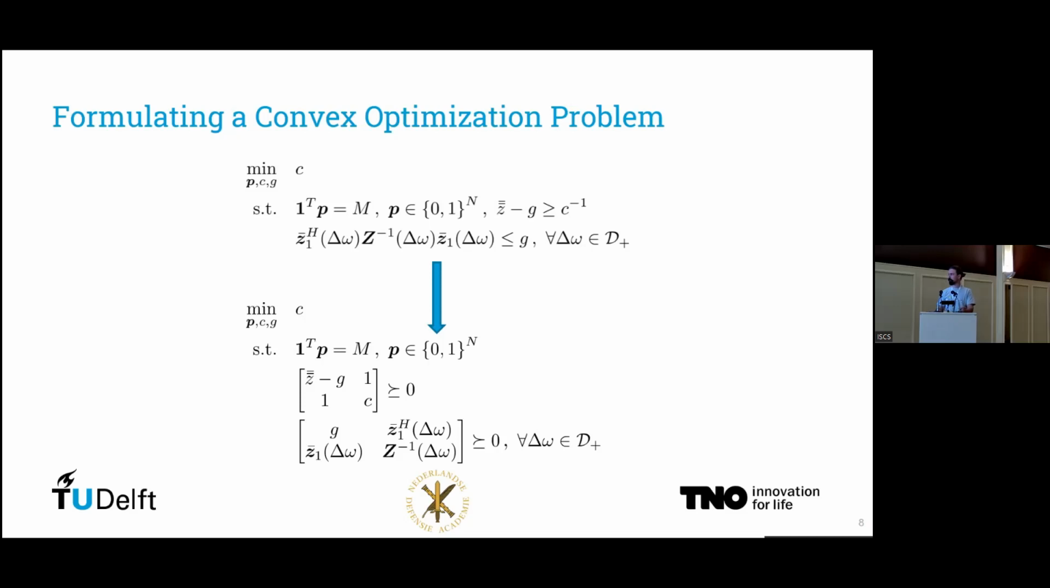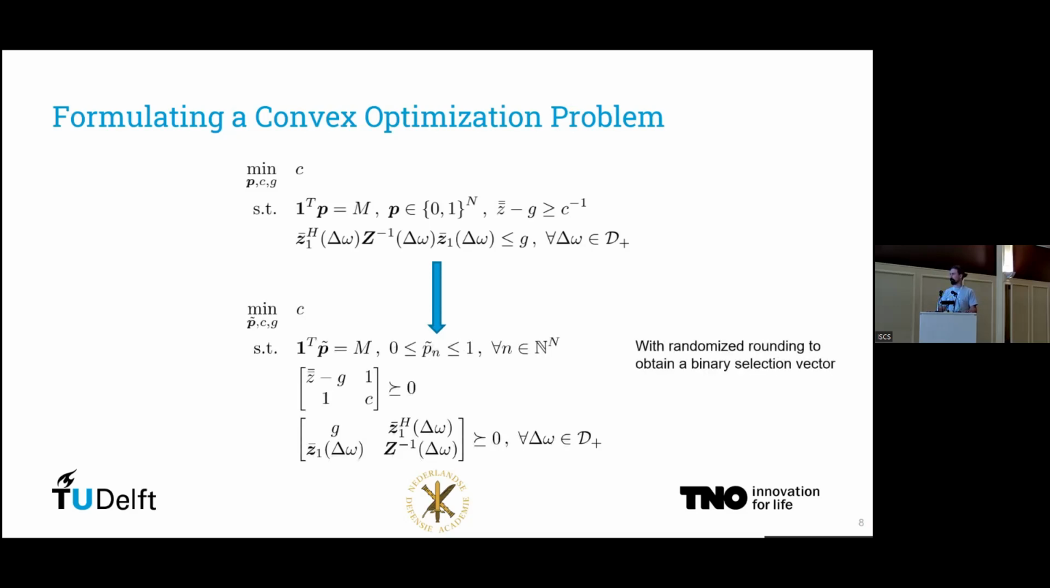There's still one part that is not convex, which is the binary constraint. But because everything is linear, one thing that has historically shown success is randomized rounding. So we apply a box constraint on the vector P, where all the elements need to be between 0 and 1 inclusive. And then once we obtain the continuous values of this P tilde, we do randomized rounding.